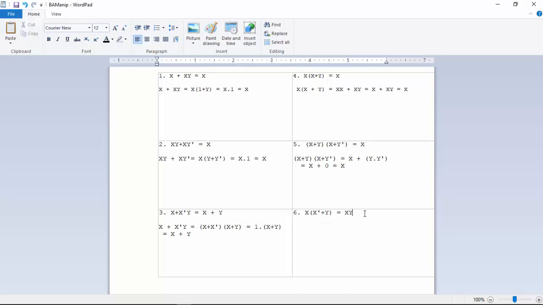And number 6, x bar, we're distributing and over or, so it becomes x bar or x y, which is equals x and x bar is always 0 or x and y, let's write xy equals xy. So that saves it. Sorry, that's basically proves it that we can make this 6 relation.